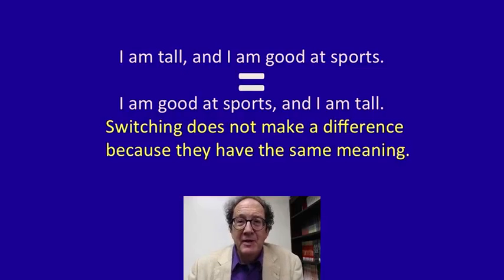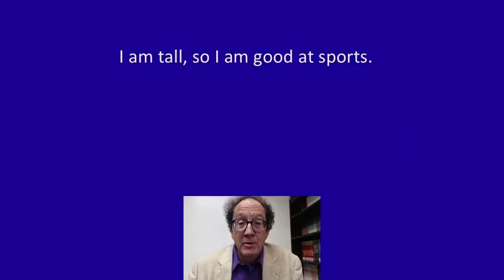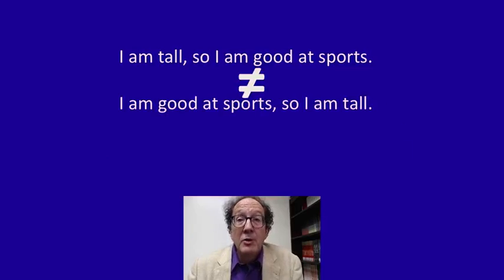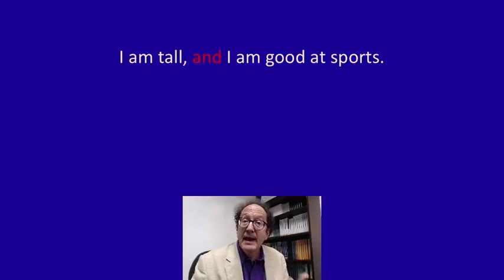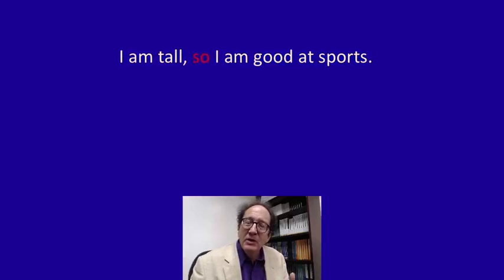But it's very different if you say, I am tall, so I am good at sports. That's very different from, I am good at sports, so I am tall. So we know from the fact that you can switch around the and sentence and you cannot switch around the so sentence, the word so introduces something very different from just conjoining the two claims. But then what's the difference? Well, the difference is that when you use the word and, you're simply stating the two facts. I am tall, I am good at sports, and the and says that they're both true. But when you use the word so, you're indicating that one of them is a reason for the other.